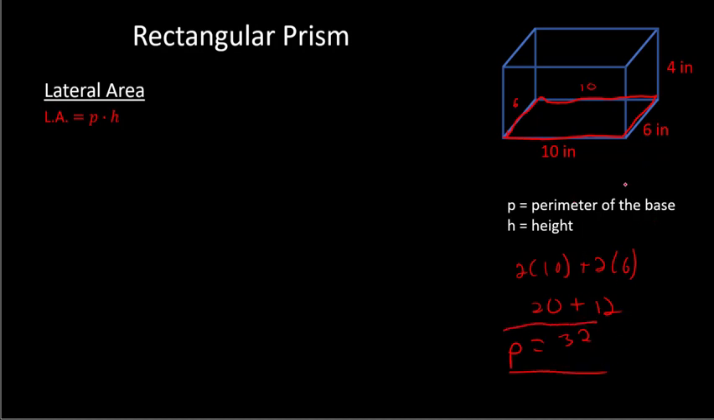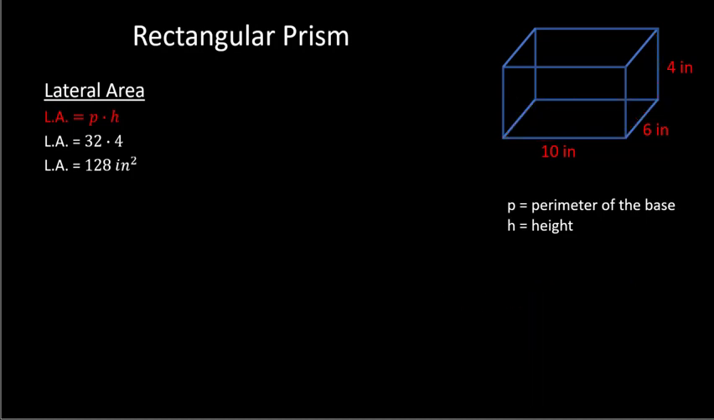And then the height of the prism, that's going to be 4. That is the distance from base to base. So H is 4, perimeter is 32. Multiply those together. 32 times 4 is 128. So the area of all the lateral faces put together is 128 square inches. So notice that is much quicker than trying to find the area of all 4 rectangles and then add those all together separately.